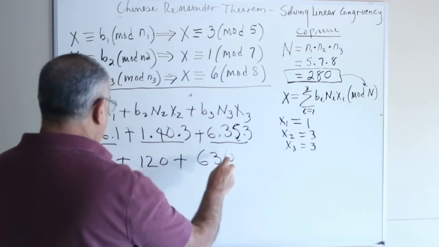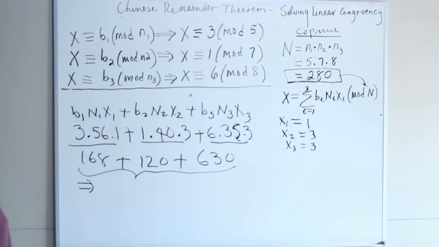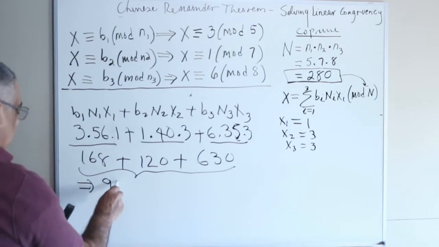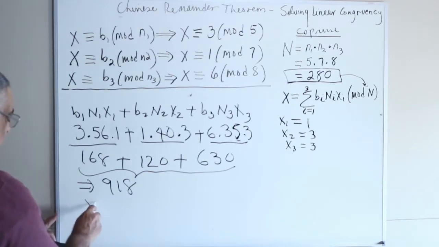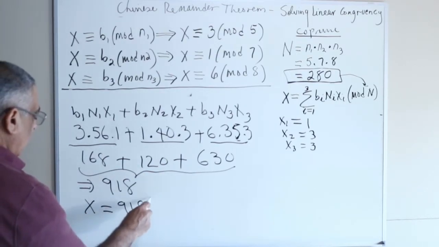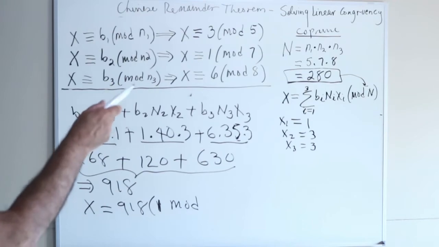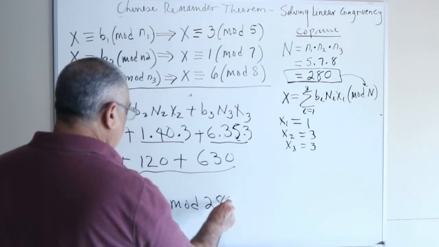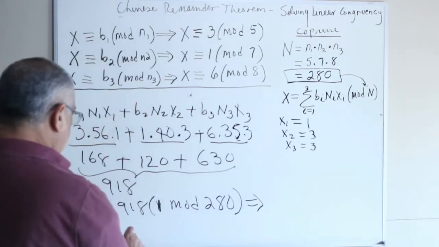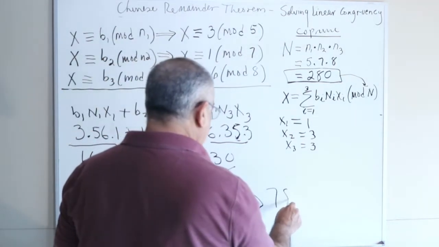630. So summing all of these three values, I'm going to end up with 918. Okay, so I can move forward now. So what I'm saying is that x is 918 mod, and what is the big N here? That's 280. So if I take 918 mod 280, that gives me 78.